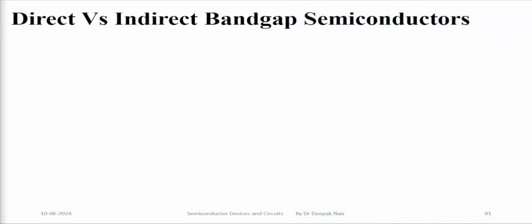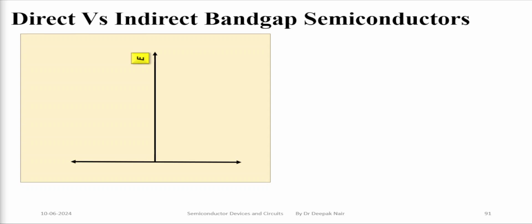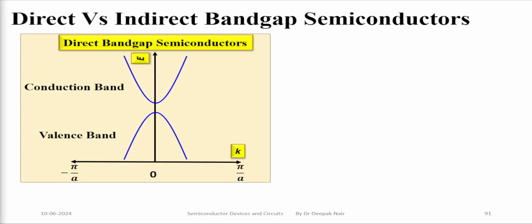So first of all, let us talk about direct versus indirect bandgap semiconductors. In the previous lecture, we have seen that in general, we can have valence and conduction bands, and if these valence and conduction bands are properly aligned, that means the lowest point of the conduction band is aligned with the topmost point of the valence band, then we will call such semiconductors direct bandgap semiconductors.